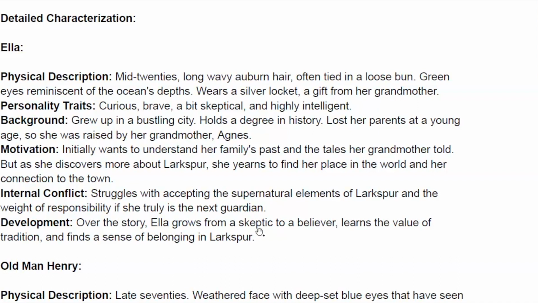So you always want to change one of these by the end, and you always want to learn a lesson. These are the two most important things. The character wants to change and needs to learn a lesson. Either the character learns the lesson or the reader learns the lesson through the story.